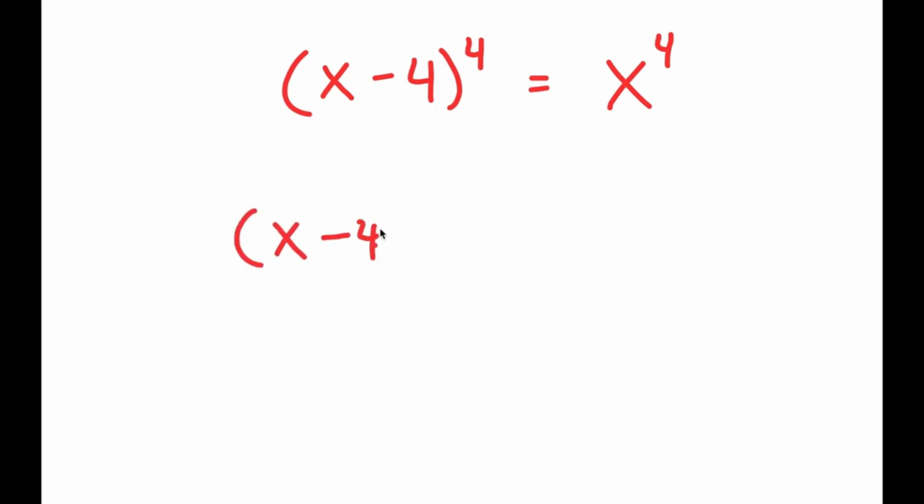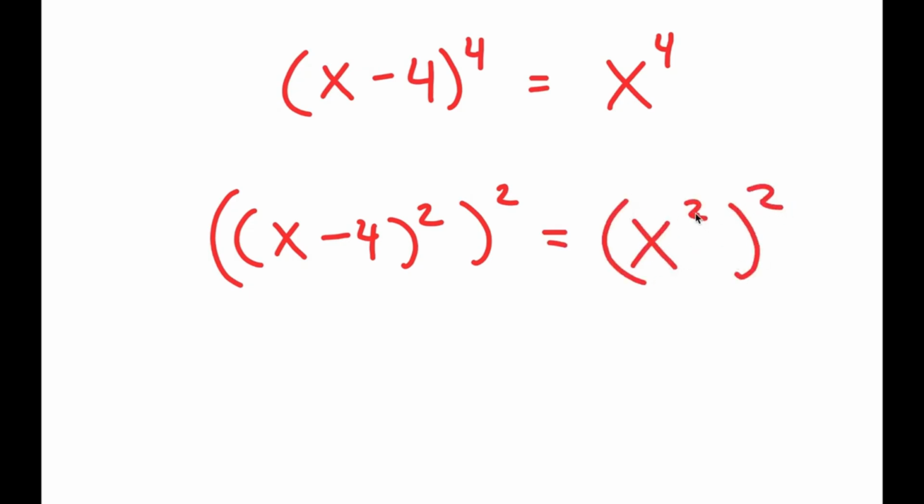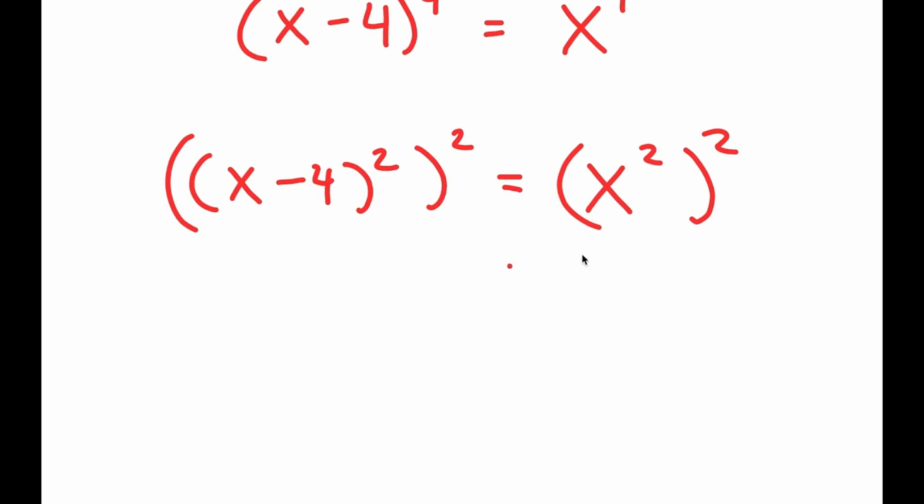Alright, so in this video, I'm going to solve the problem (x minus 4)^4 is equal to x^4. To solve this, I'm going to first start by rewriting this as ((x minus 4)^2)^2 is equal to (x^2)^2. And now I'm going to subtract (x^2)^2 on both sides.